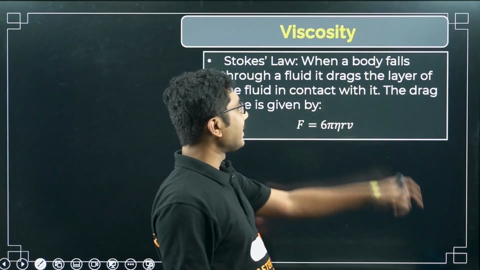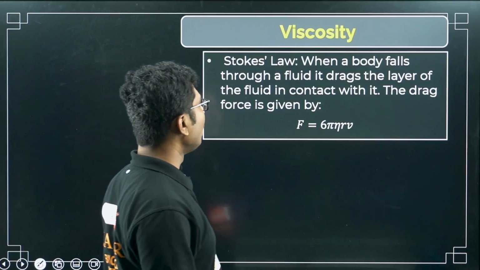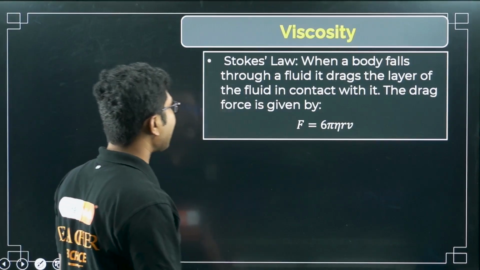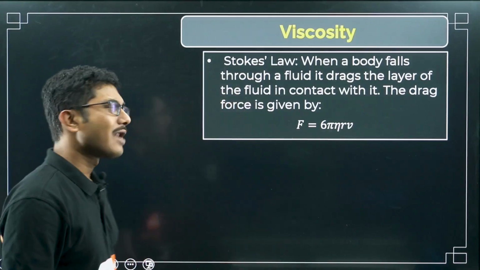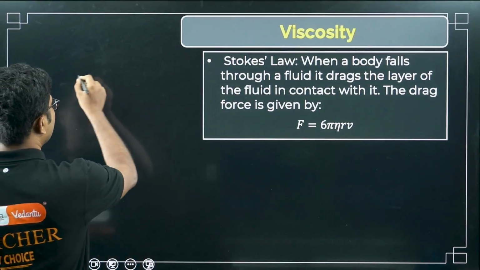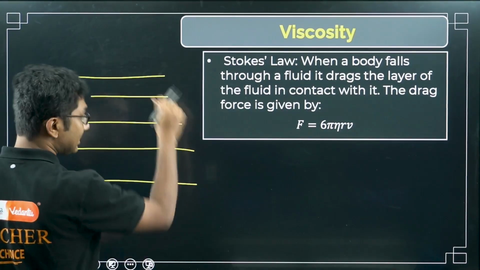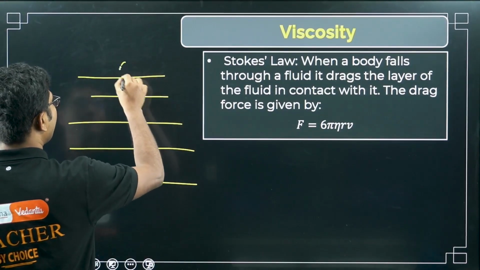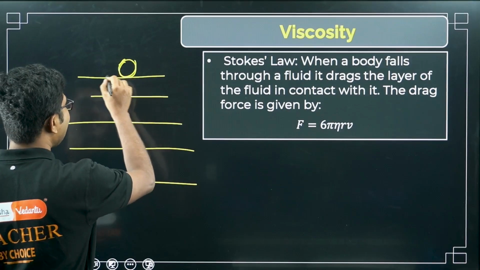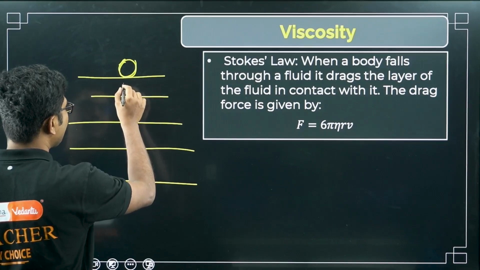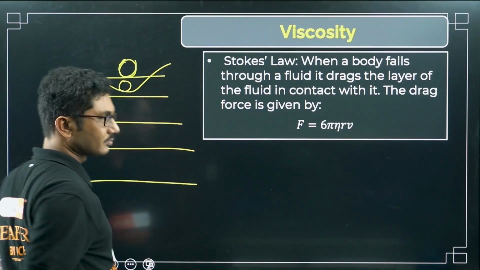Stokes' law says that when a body falls through a fluid, it drags the layer of the fluid in contact with it. The drag force is given by F equals 6 pi eta RV. So suppose there is a layer of fluid, a layer of air present. Now if you drop a ball, this ball will drag the layer which is close to it. So when the ball is here, it will basically drag this layer with it.